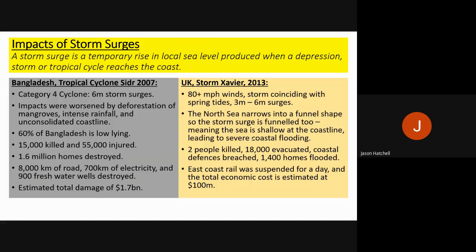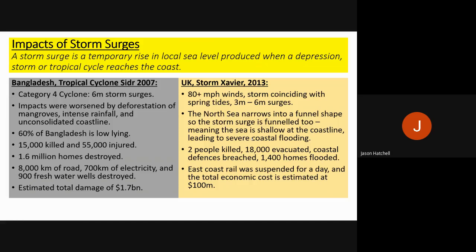Now, the North Sea is a particularly interesting geographical region because it funnels water towards the coastline. So that funneled the water towards the coastline, causing severe flooding along that coastline.